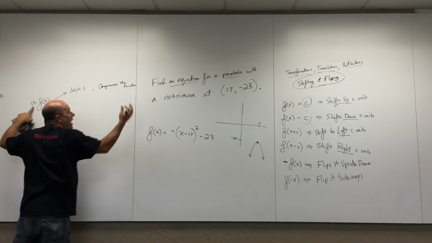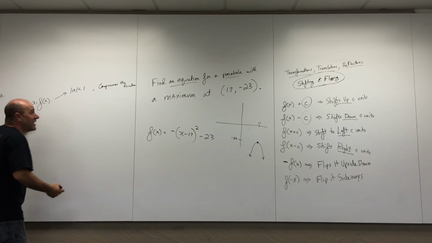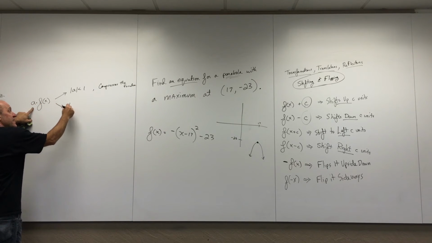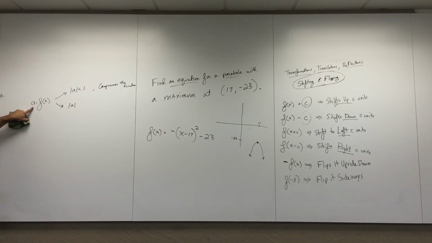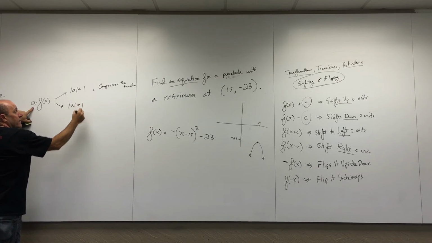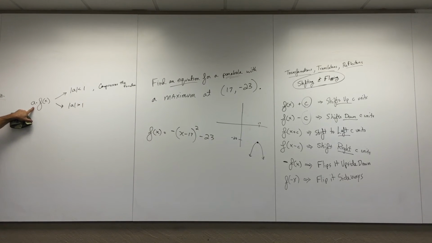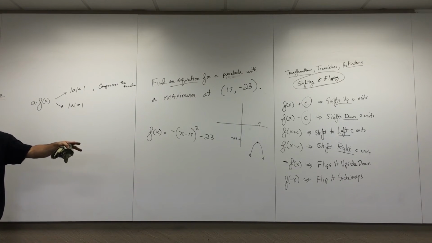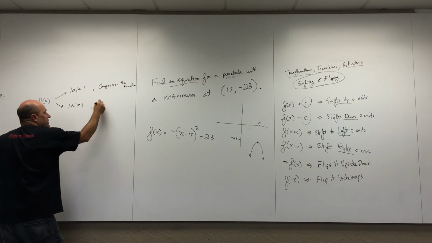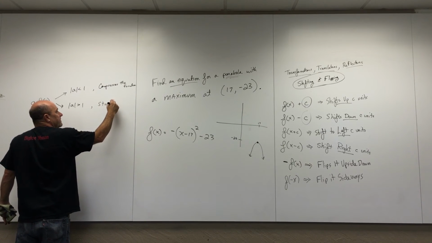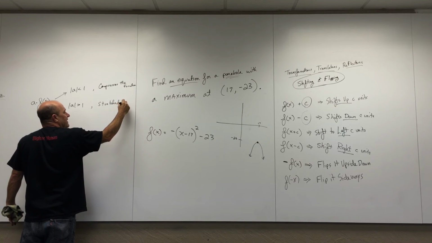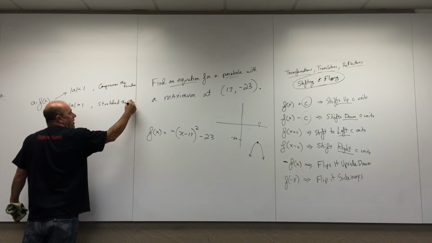It sort of squashes it and makes it wider is what it does. If that multiplied A is bigger than 1, then it's like a 2 or a 3 or a 7 or an 8. Then it's stretched and it's skinny. So it's either skinny or wide. That's called stretched or compressed. So now it's stretched.